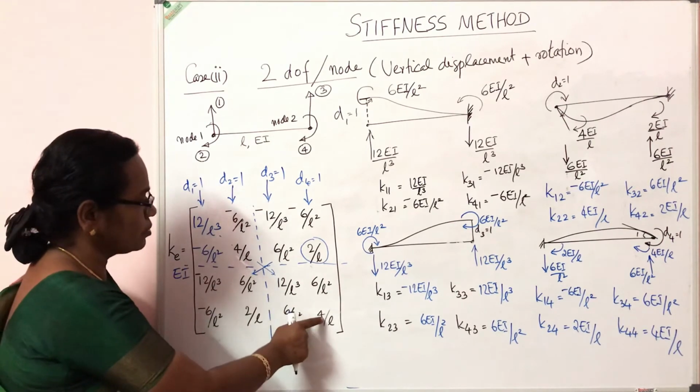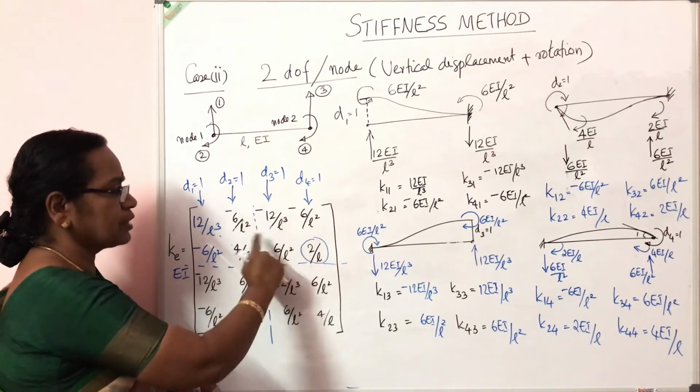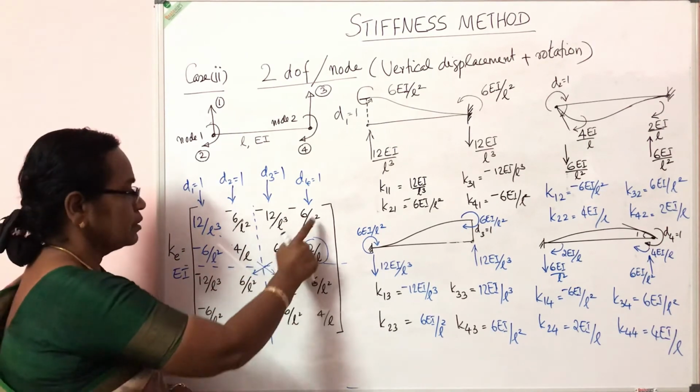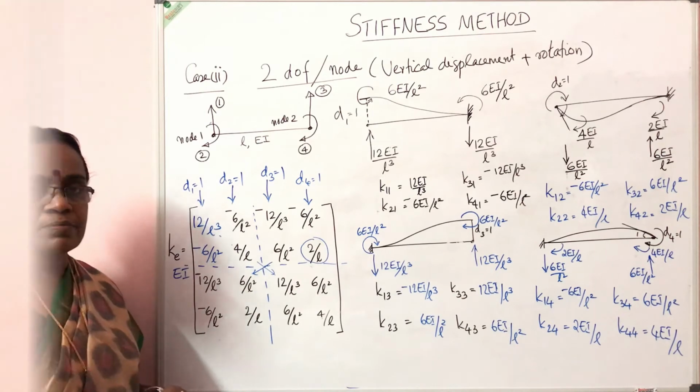So diagonal elements are positive. They are comparatively larger when compared to the off diagonal terms. It is perfectly symmetric. You can check. It's a perfectly symmetric matrix.